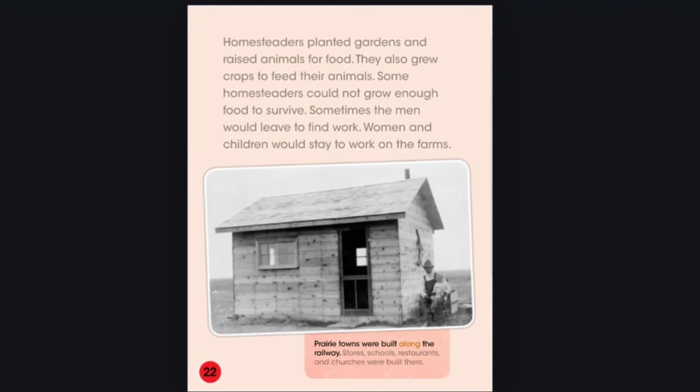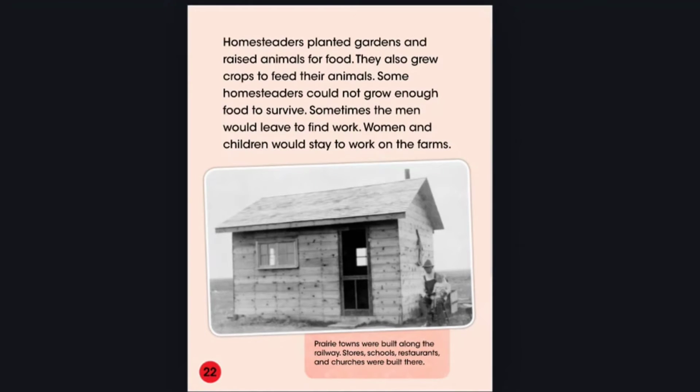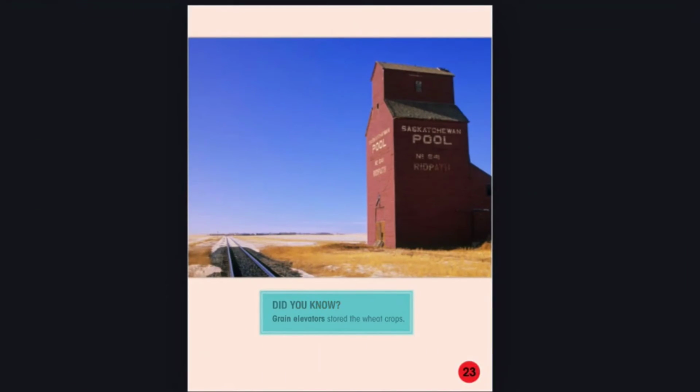Prairie towns were built along the railway. Stores, schools, restaurants, and churches were built there. Did you know? Grain elevators stored the wheat crops.